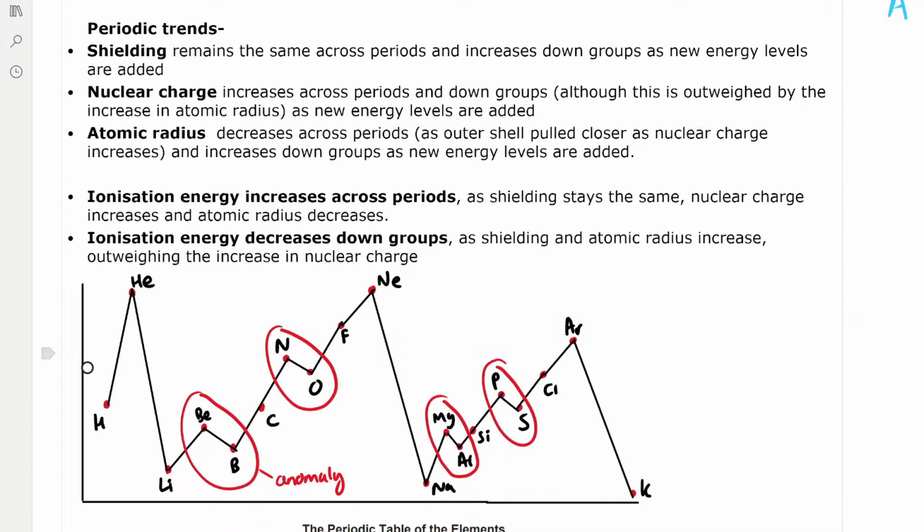And then we have some periodic trends in ionization energies as well. So across periods, the ionization energy actually increases because shielding stays the same, the nuclear charge increases, and the atomic radius decreases. So the nuclear attraction to the outer electrons increases. And then down groups, ionization energies decrease because shielding and atomic radius increases. So that outweighs the increase in nuclear charge. So the nuclear attraction to the outer shell electrons decreases.